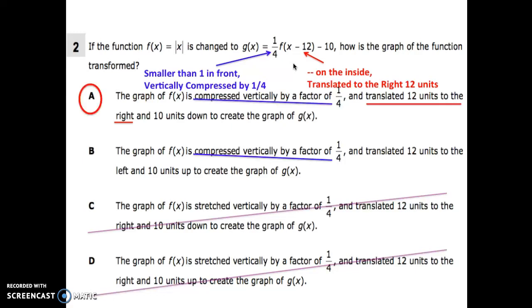Before I move on though, in case on your ACP you have to go one step further. The -10 on the outside, remember that negatives on the outside are going to shift this thing down. So this will go down 10 units, which again shows up in answer choice A. Negative on the outside goes down, positive on the outside would go up.